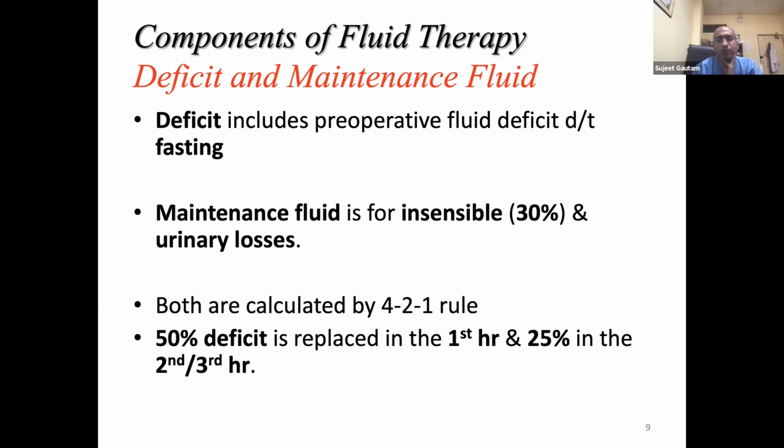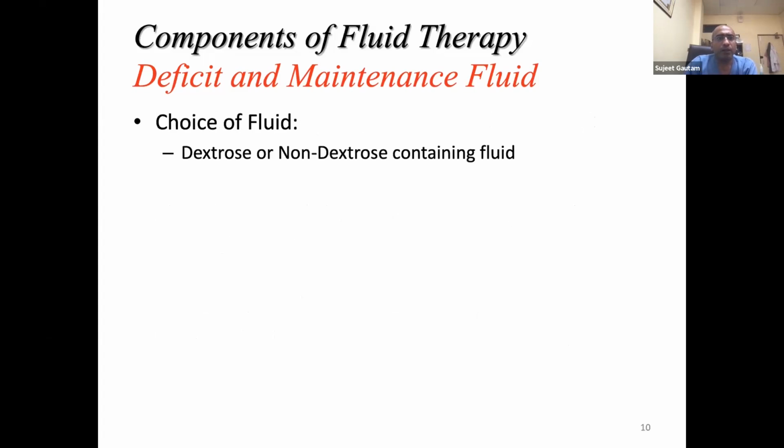Then 2 means 2 mils per kg per hour for the next 10 kg, and thereafter 1 mils per kg per hour for additional body weight. Now, this will be the maintenance. It will be given on an hourly basis, and whatever deficit comes, 50% is replaced in the first hour, and 25% each in the second and third hour.